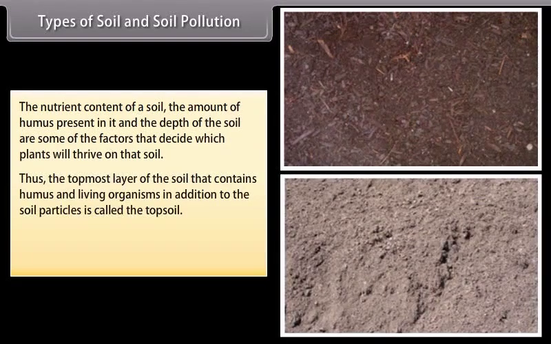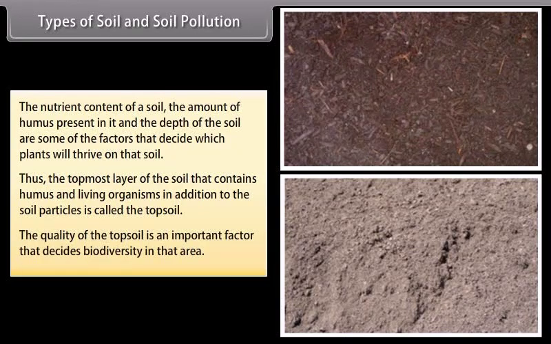Thus, the topmost layer of the soil that contains humus and living organisms in addition to the soil particles is called the topsoil. The quality of topsoil is an important factor that decides biodiversity in that area.